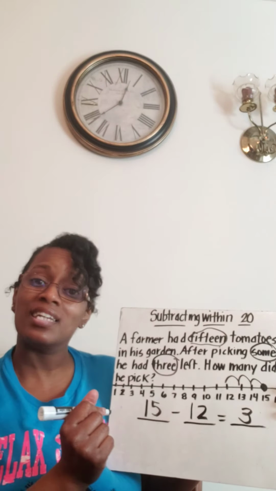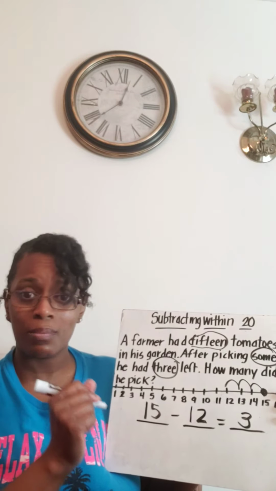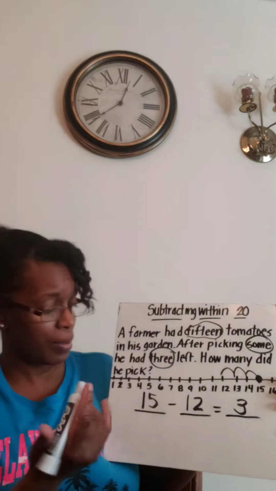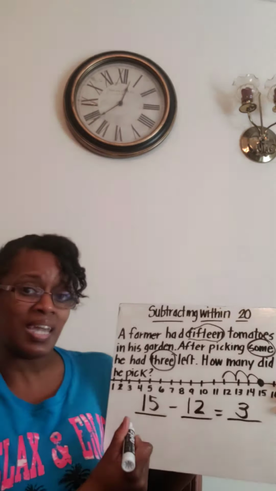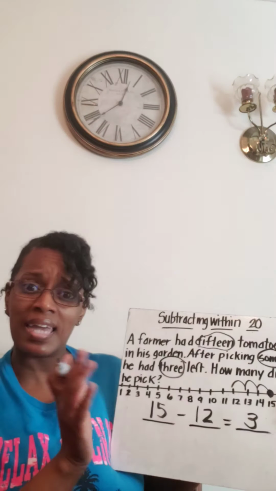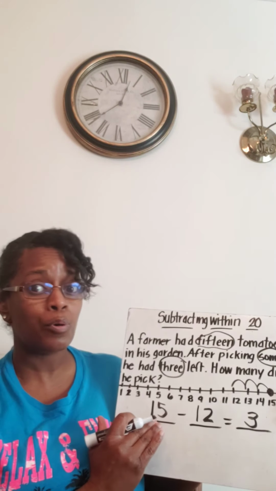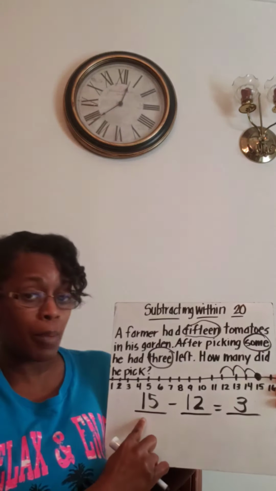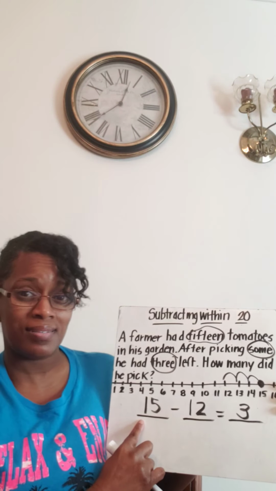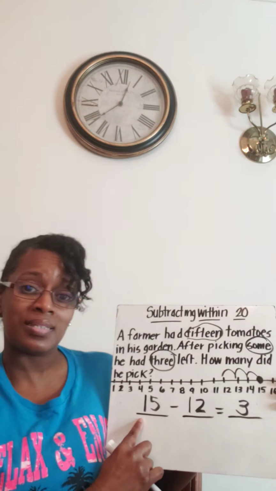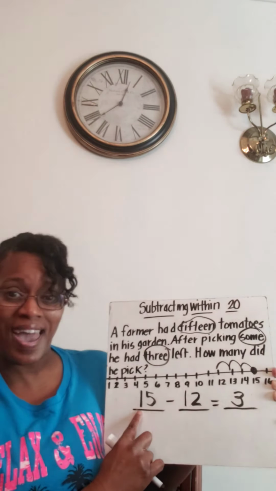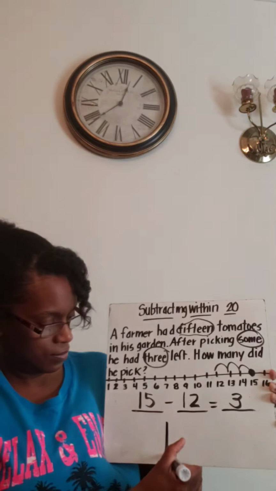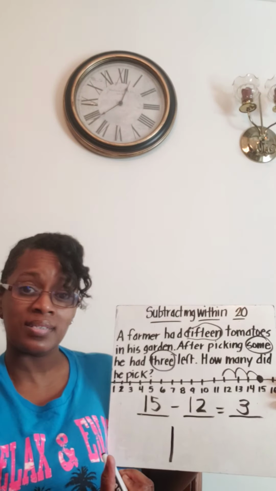So that lets us know that he picked 12. Okay? And I could do the same thing with my picture. I could draw out 15, but actually, in fact, guys, instead of drawing 15, I'm going to do 10s and 1s. The number 15 has how many 10s? The first one is the 10s. Yep, it has 1 10. How many 1s does 15 have?